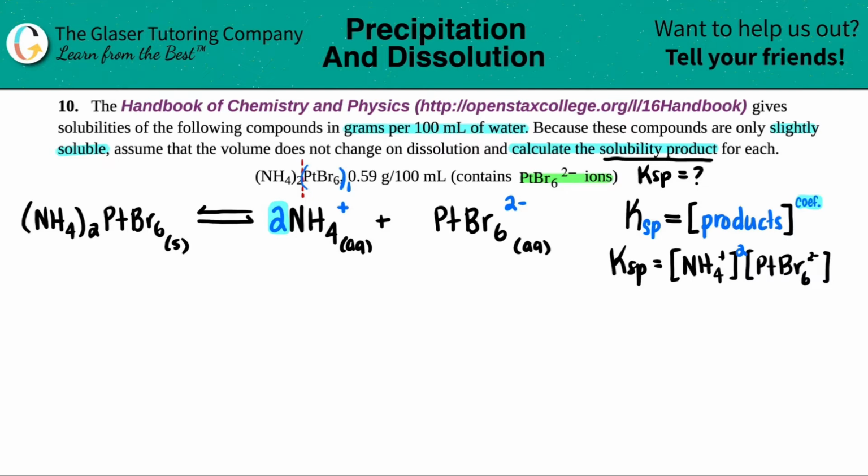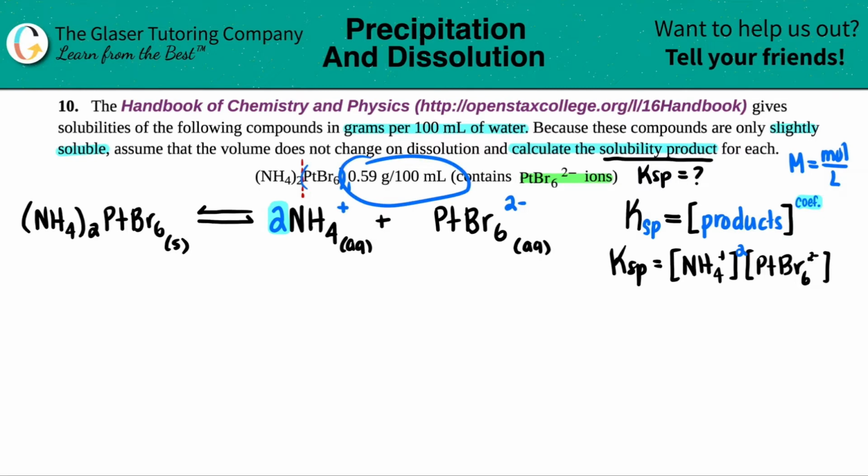But now the question is, do I know what the concentration of NH4 is? And do I know what the concentration of PtBr6 is? Not at the moment, but that's what we can solve for. Remember, these brackets mean molarity. And molarity, if I just put it over here, molarity is always equal to a mole value divided by a liter.